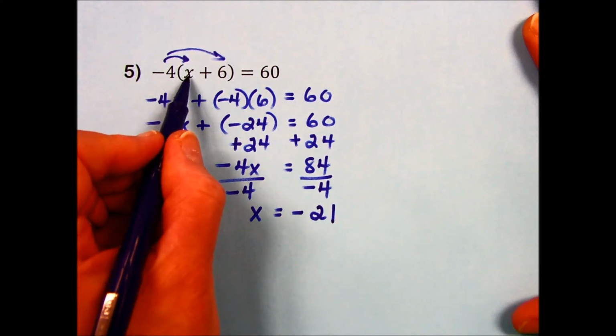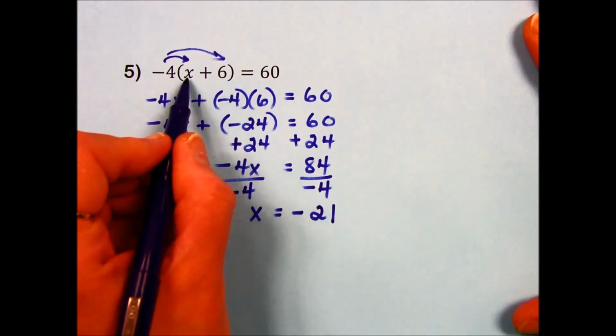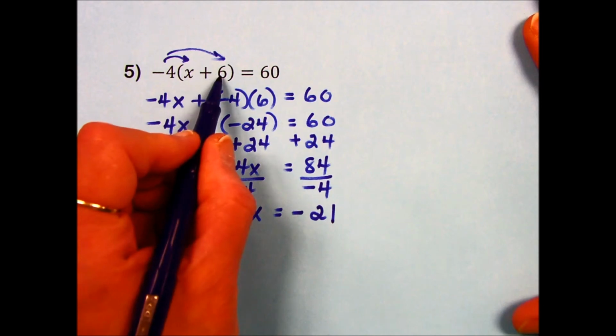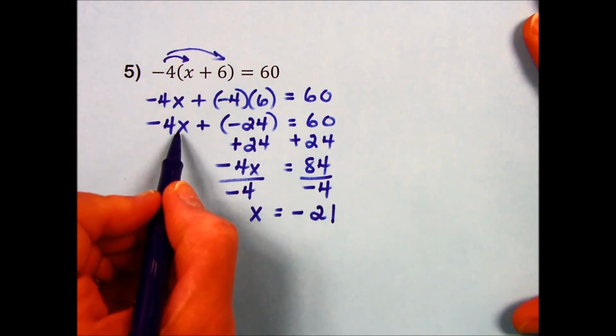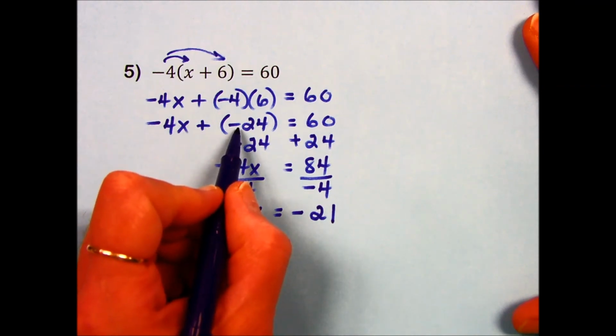Just to note, in the parentheses in the original problem, x and 6 were both positive, and when we got done multiplying by the negative 4, both of those terms were now negative.